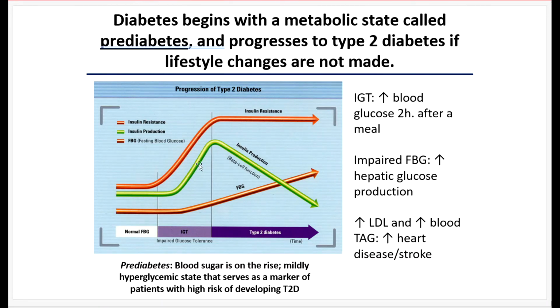So you have to fix two things with a type 2 diabetic. You have to decrease that insulin production through weight loss and exercise, and you have to increase your insulin sensitivity by getting your receptors listening again.